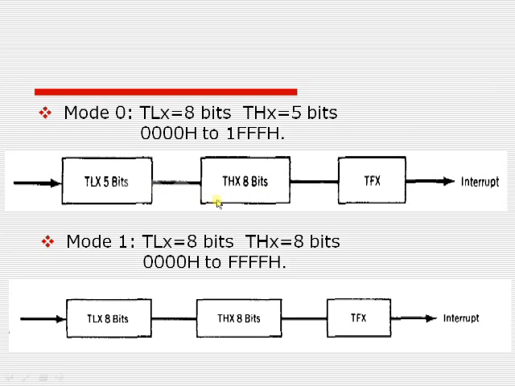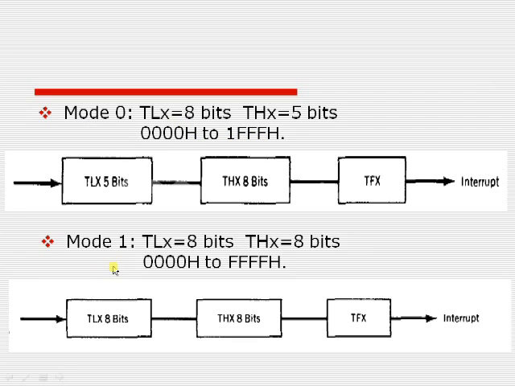Now as soon as this particular timer register gets an overflow condition, this TF bit will become 1, which generates an interrupt. Here the minimum value that these timer registers are going to hold is 0000, represented in hexadecimal format, and the maximum value would be 1FFH.